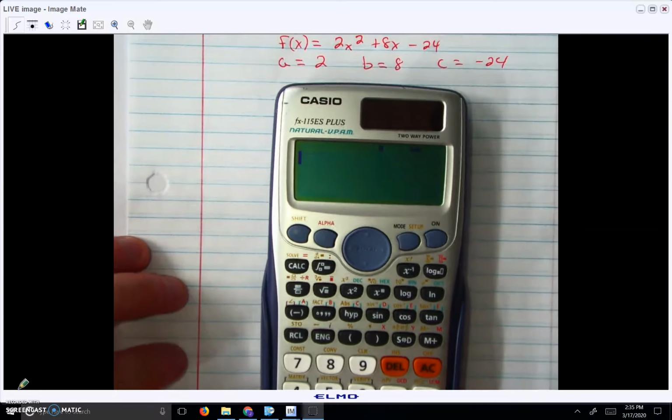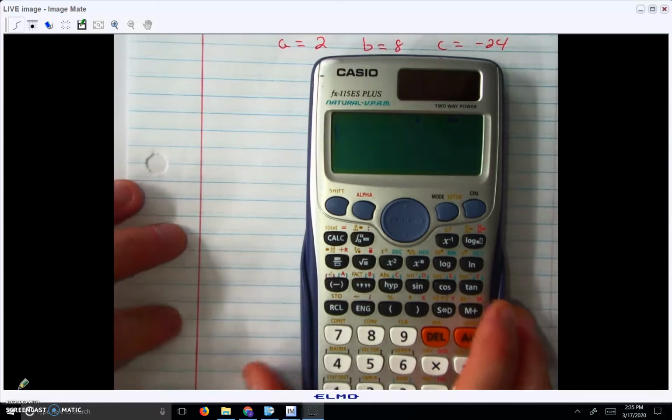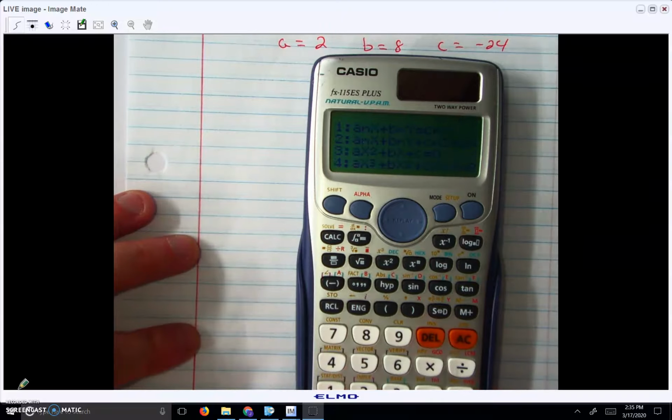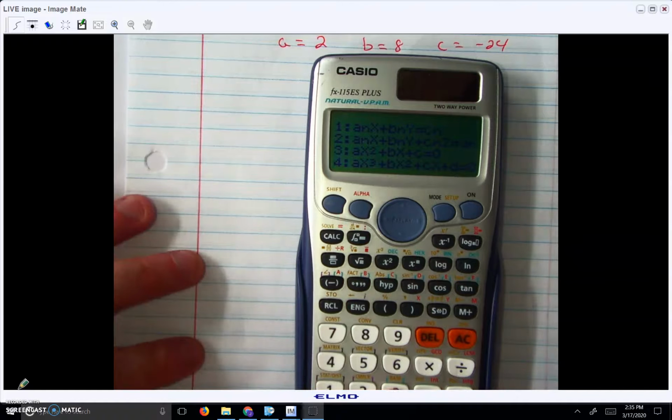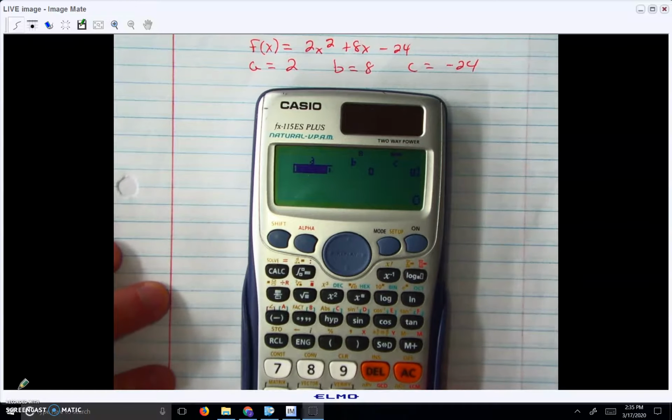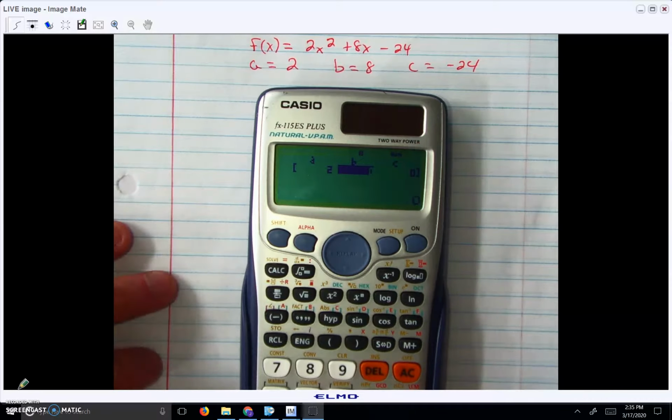So again, I'm going to show you in the calculator this example. You're going to hit mode 5, and then you're going to choose equation number 3, ax squared plus bx plus c equals 0. It brings up this screen again. I'm going to enter my a, my b, and my c value. So my a was 2, so I do 2, hit the equals key. Then my b was 8, so 8, hit the equals key. And my c was negative 24.